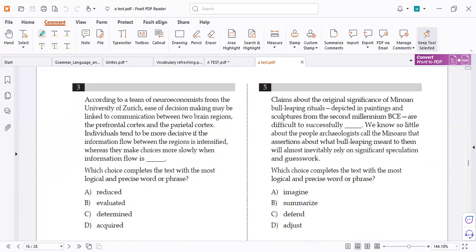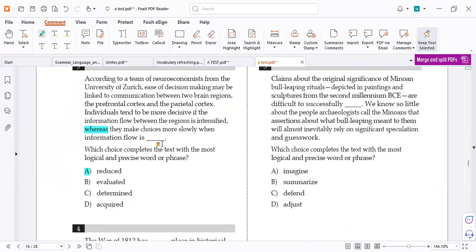Now for number 3, what is your answer? For number 3, it was A. Are you sure about A? Yeah. So A, it's correct, yes. Do you know what B helps? Whereas, opposite. This is opposite to that. So whereas, to express opposite ideas. This idea is opposite to that.